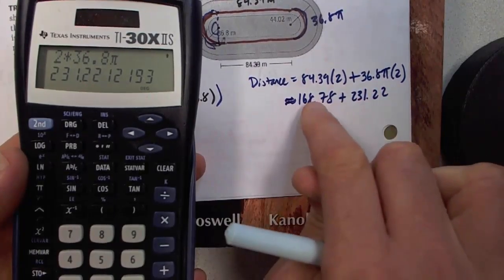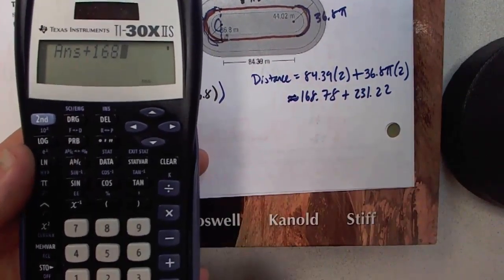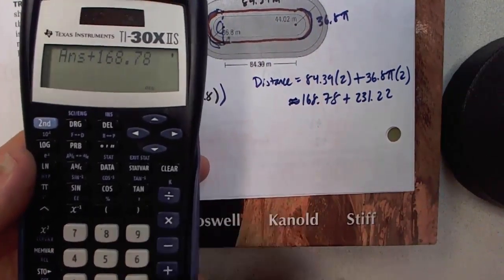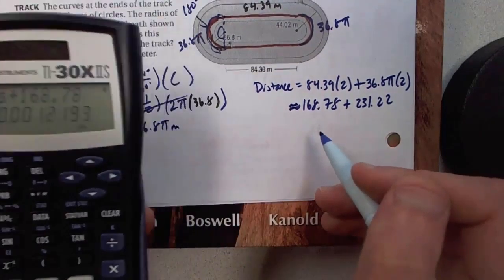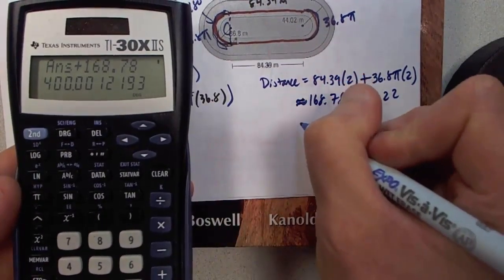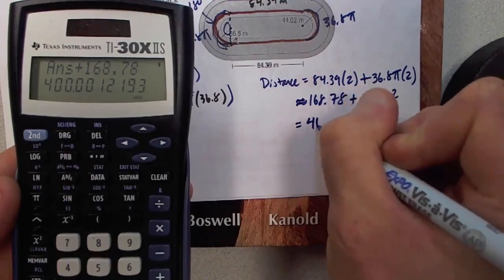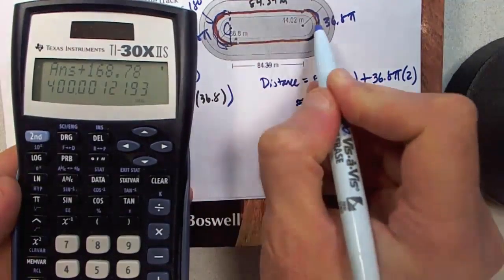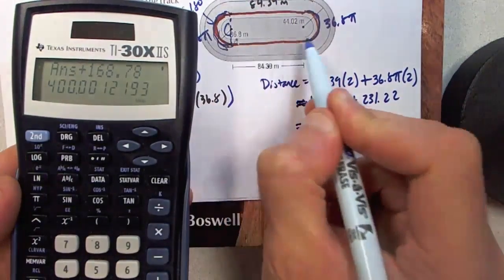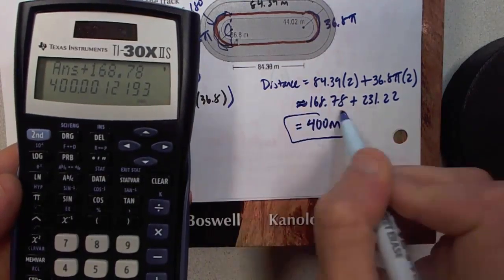I'm going to leave this in my calculator. I'm going to add 168.78. And I get 400, which if you run track, you know that that is the correct distance around the track, right? 400 meters is the correct distance around the track.